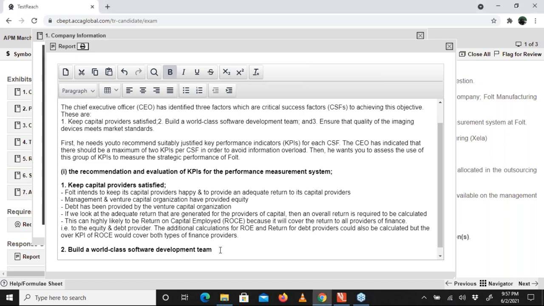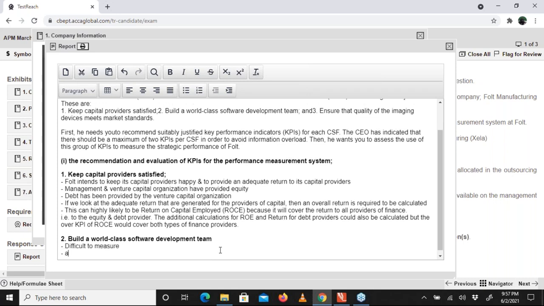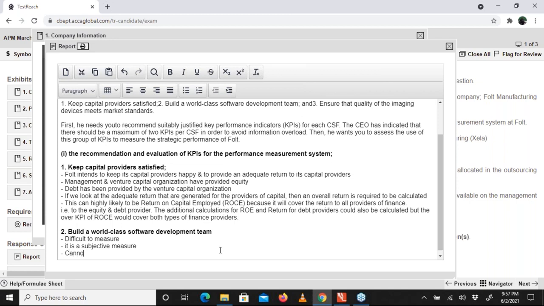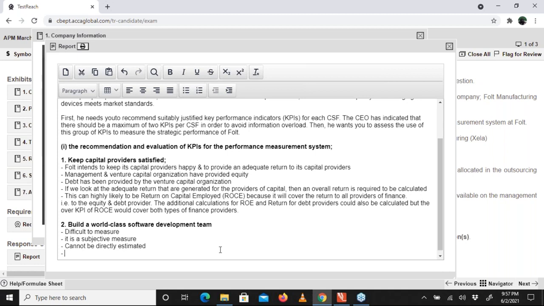Now see, what happens is that this is difficult to measure as it is a subjective measure and cannot be directly estimated. Again, I'm telling you that you have to write down the answer in terms of short paragraphs. Why do I write down the answer like this? Just because I want you to have a good idea about the various pointers that I've made to the question.